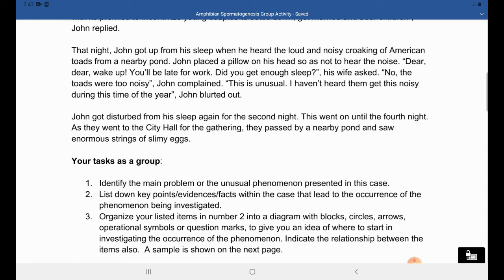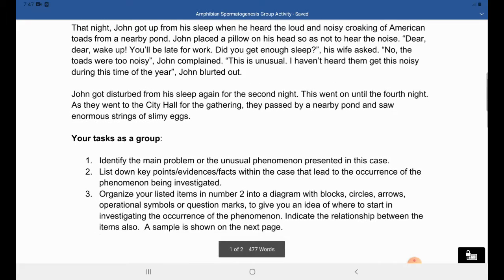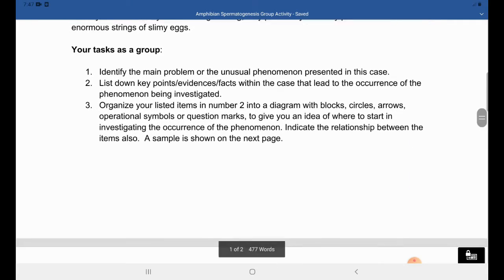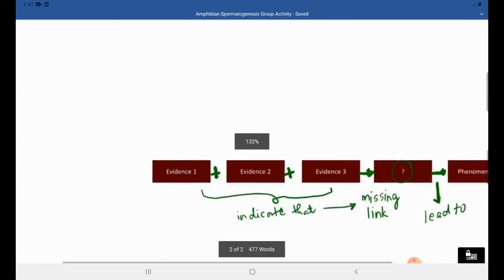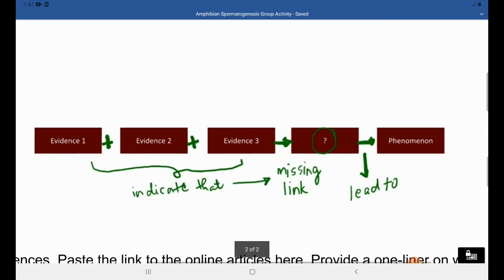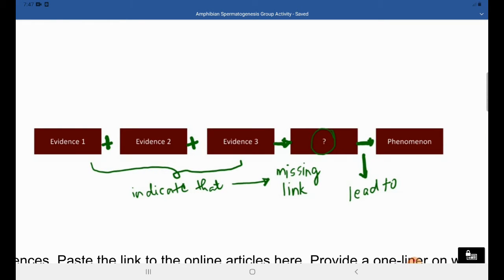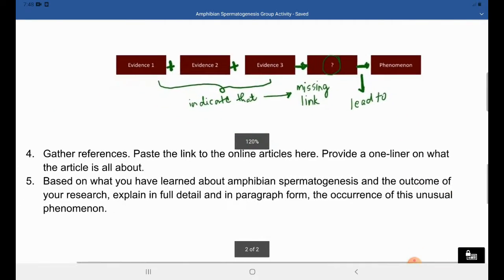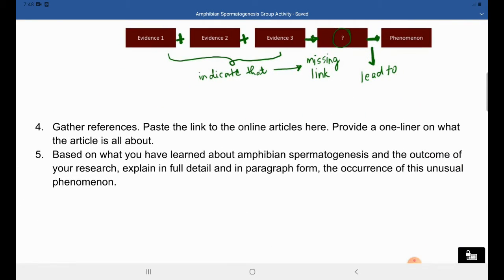So, this is where PBL comes in, by asking them to explain the unusual phenomenon. I even asked them to make a diagram of the relationships of evidences extracted from the case and infer about the missing link that directly caused the unusual phenomenon. This diagram will guide their literature search and their discussion.